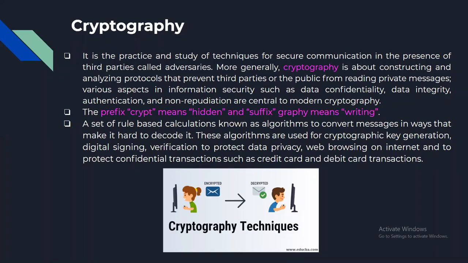So various aspects are there in information security that are referred to as data confidentiality, data integrity, authentication, and non-repudiation. And these are mostly central to modern cryptography techniques. Now, crypt means hidden, and the suffix graphy means writing. So there's a set of rule-based communications that takes place, making some kind of calculations that are referred to as algorithms, so that we can convert the message so that it can safely go from person A to person B. And that makes it quite hard to decode it.